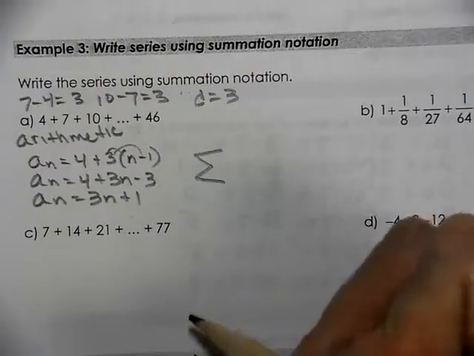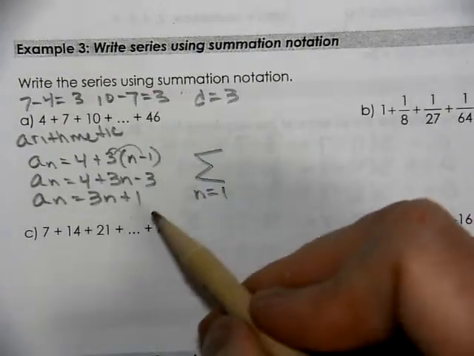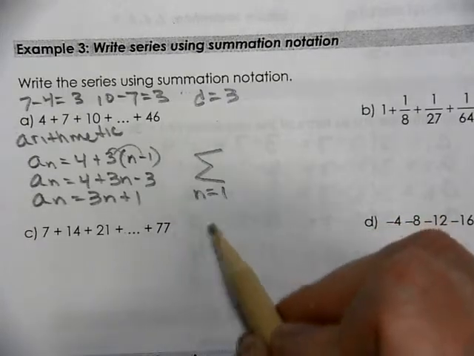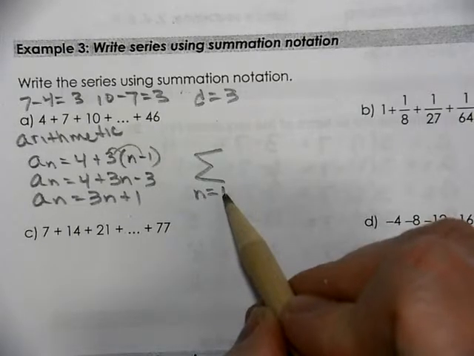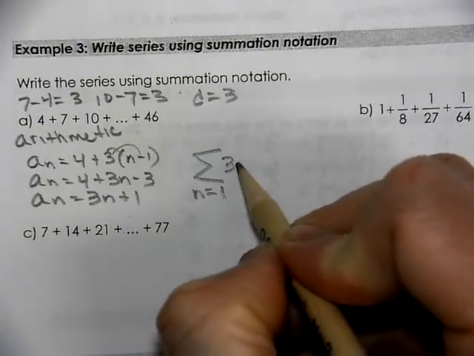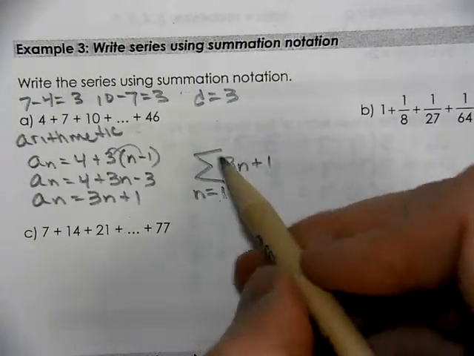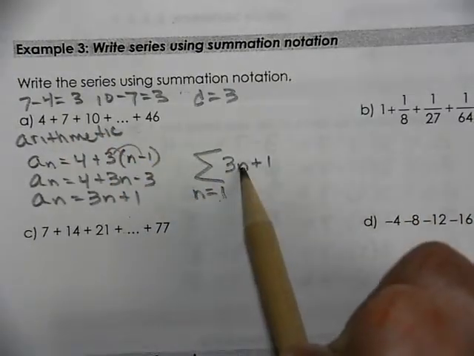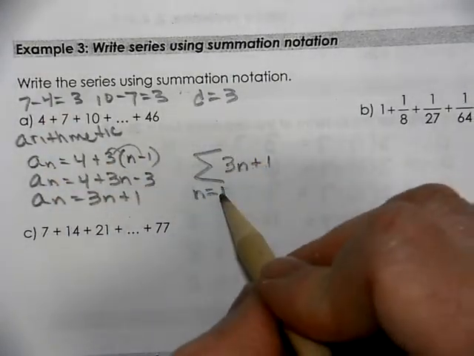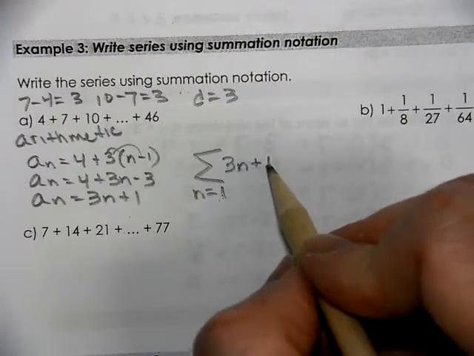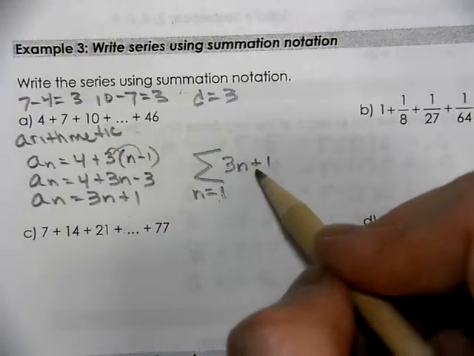So we write sigma. I like to use n. When you write your own rules, it will typically have a 1 here on the lower limit. It's whatever value is needed to be plugged into your rule to get your first number. So plug in your 1. 3 times 1 is 3, plus 1 is 4. And then we say 3 times 2 plus 1 is 7. 3 times 3 plus 1 is 10. And you keep going on.